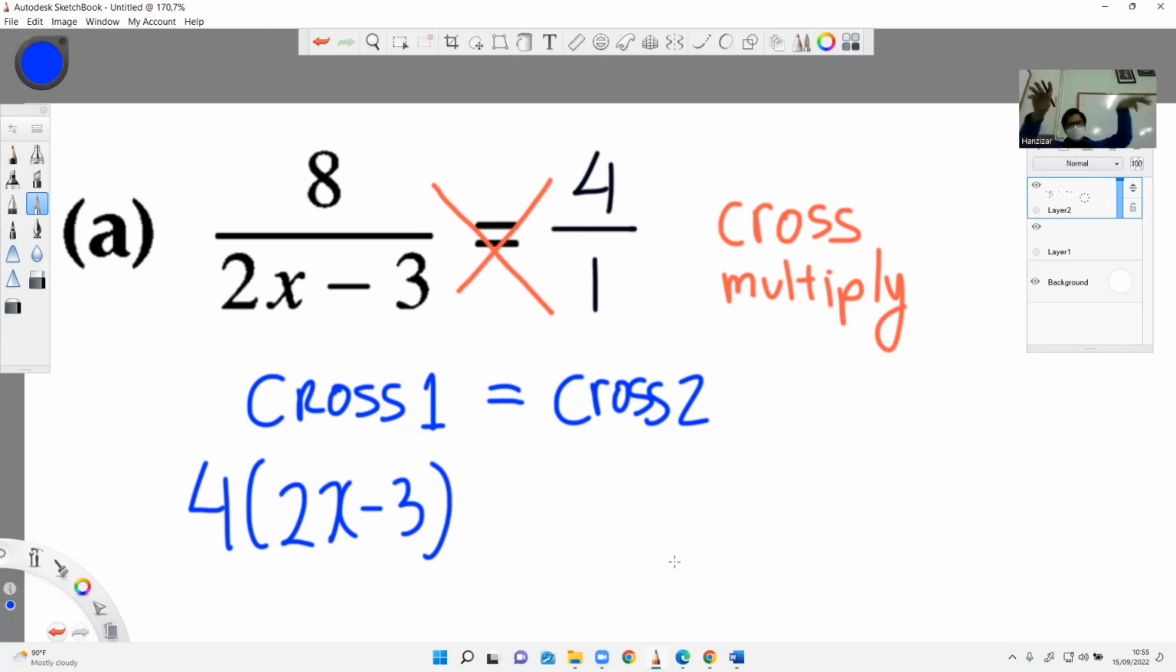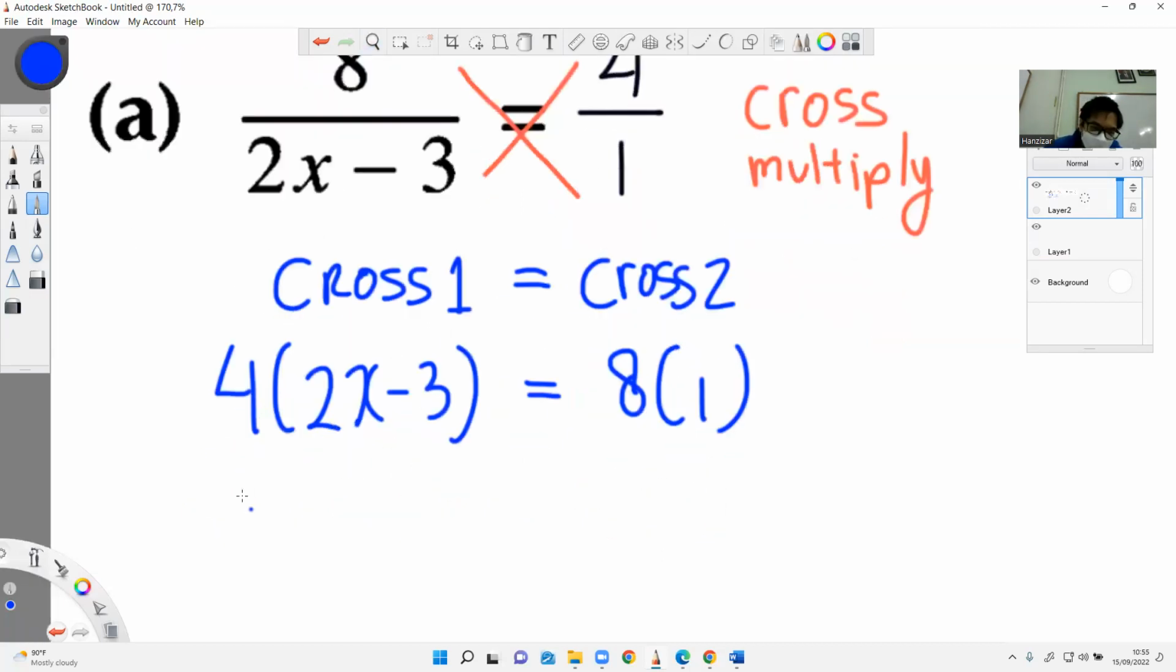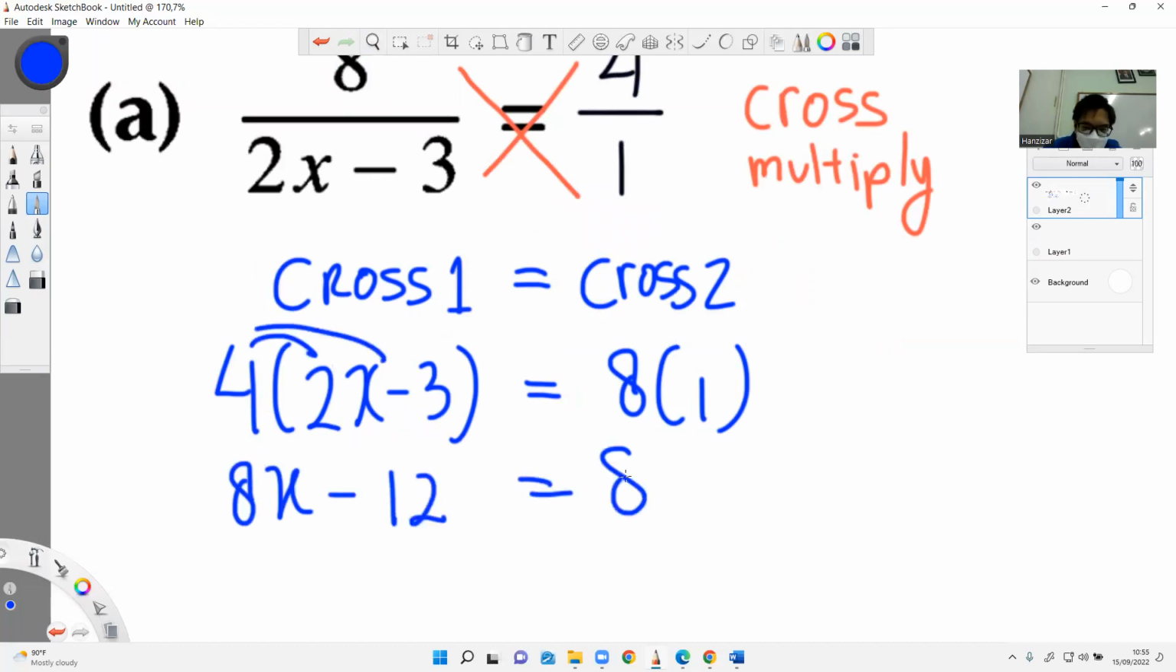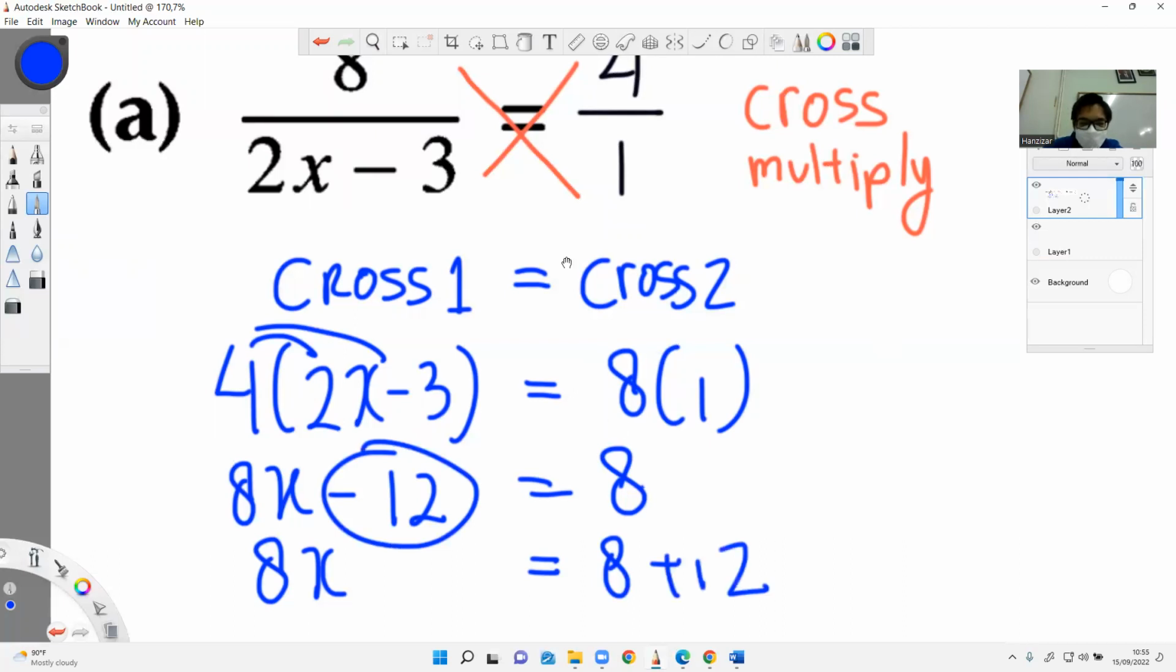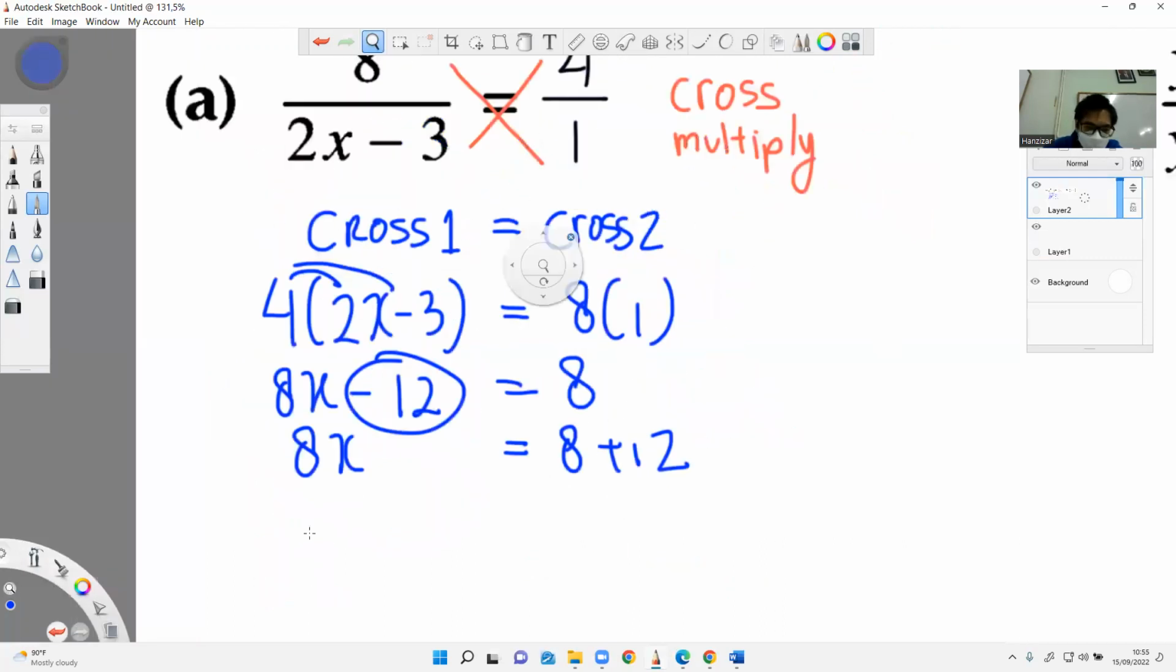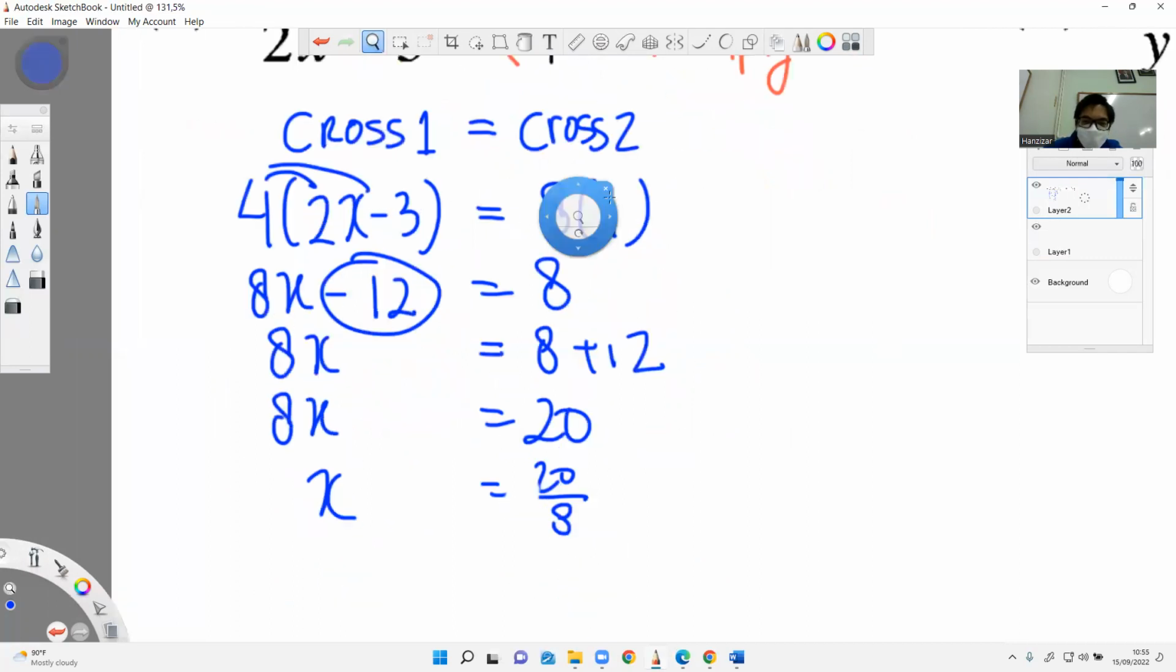You can do the switched version. Equals 8 times 1. Get it, guys? We do the bracket, we expand. 8x minus 12 is equal to 8. There you go. So x is 20, then divide. Divide by 2 can, or 4. Yes, you can. Of course, that's the way. And then you can simplify. Divide by 4, right? 5 over 2.